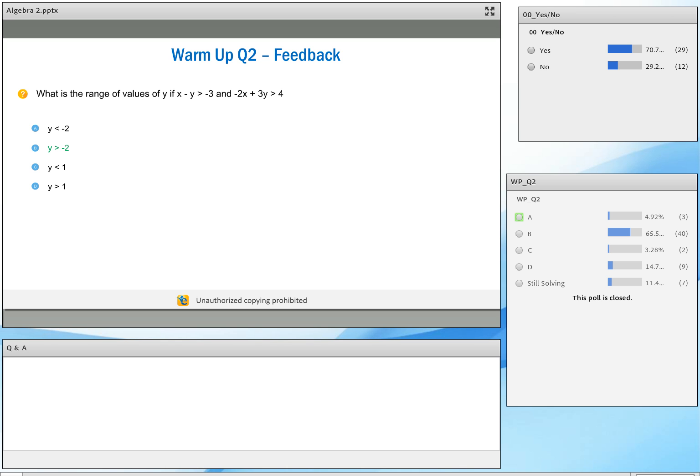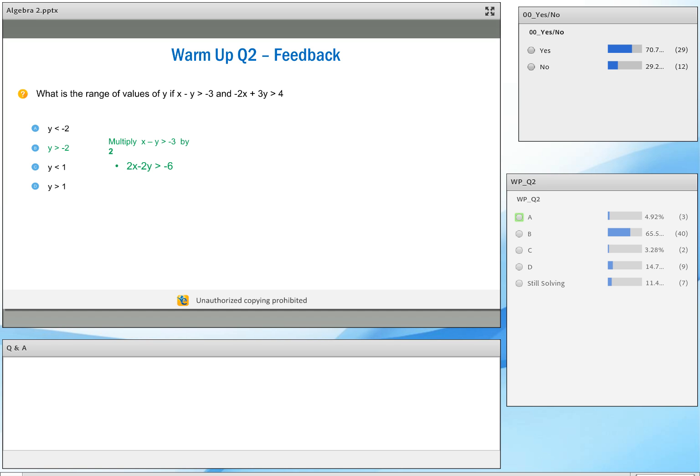So again, the correct answer here is choice B, y is greater than -2. Now in this case, you have a system of 2 inequalities. So the concept that we are testing is, can you solve a system of 2 linear inequalities? Okay, and the accuracy for this question is less than the accuracy for the previous question, because this is a little bit more involved than the previous question, because there are 2 inequalities now.